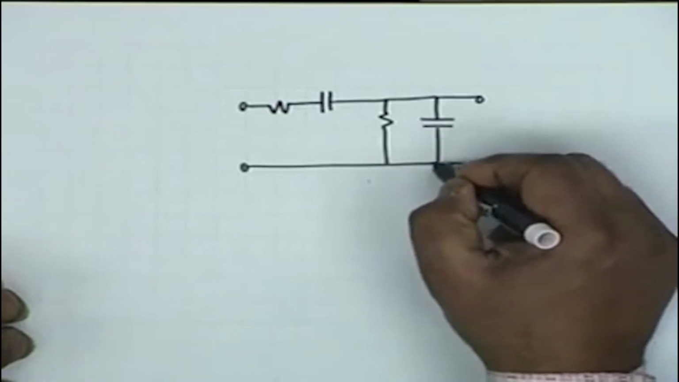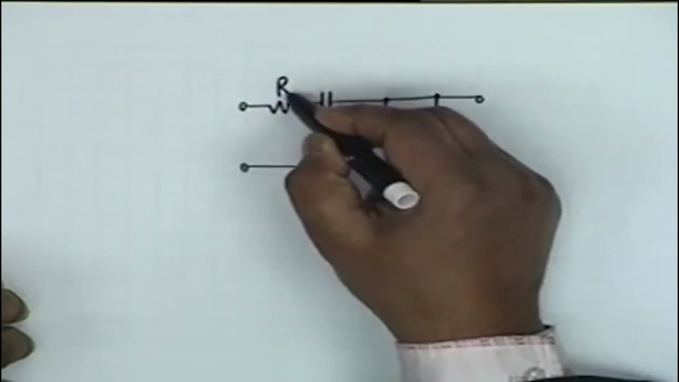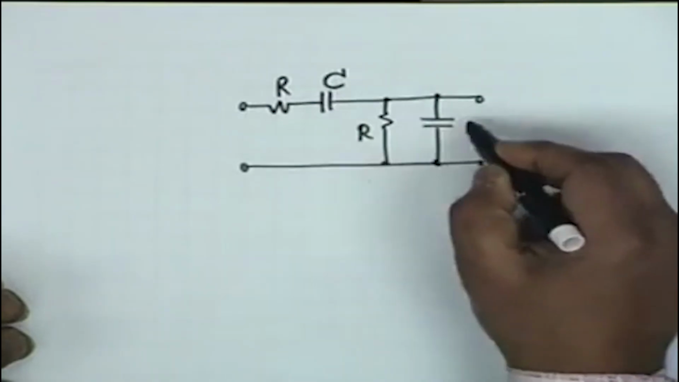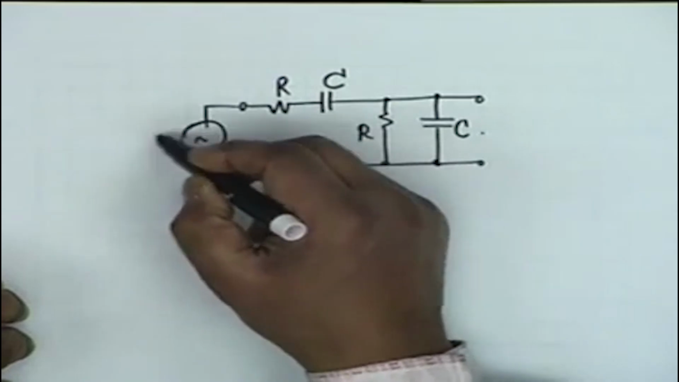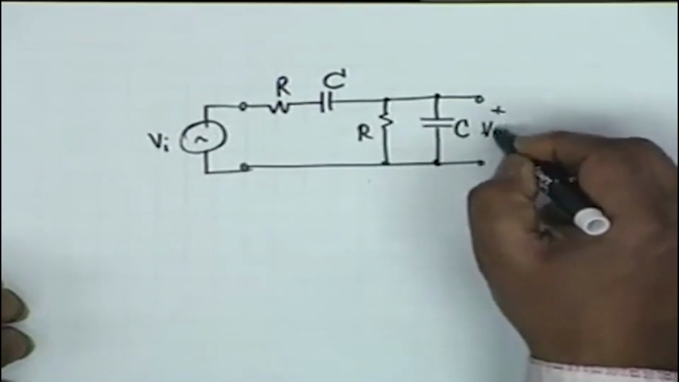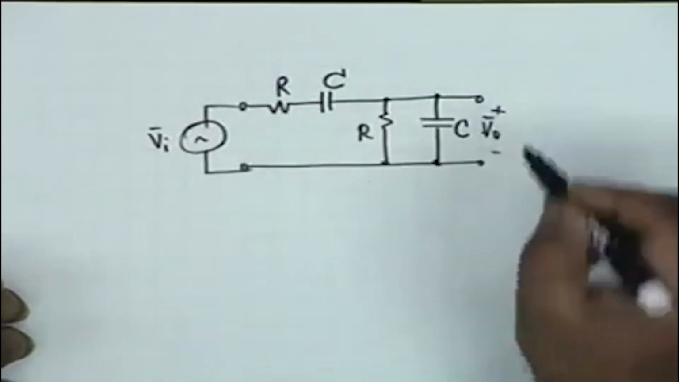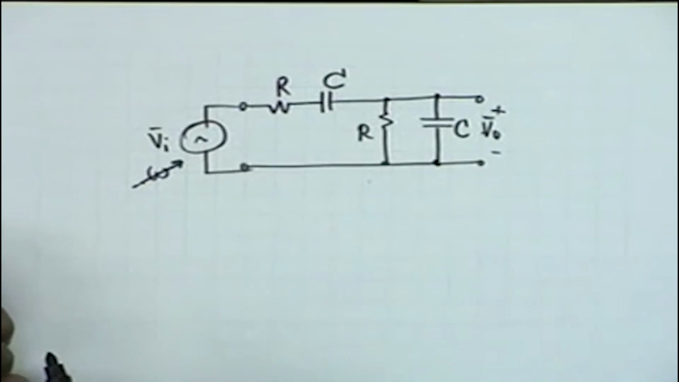Let us say, for simplicity, that the resistances are equal and so are the capacitances. This is my input and this is my output V0. This is a phasor, and the frequency of this source is variable. We wish to find out what kind of filtering this will achieve.